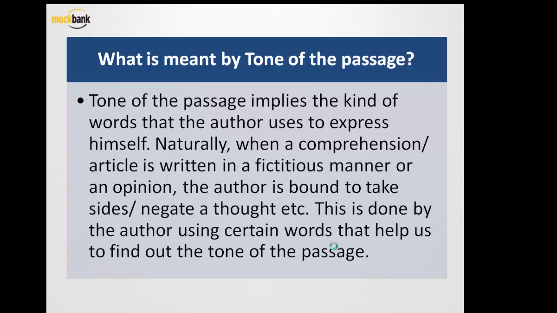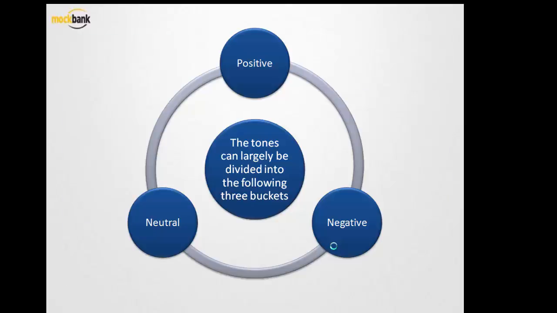Now understand, when a comprehension or an article is written in a fictitious manner or as an opinion, the author is bound to take sides, right? When you're writing about something, you would either support it, oppose it, or be neutral about it. Now, how does an author do this? He does this by using certain words that help us find out the tone of the passage.